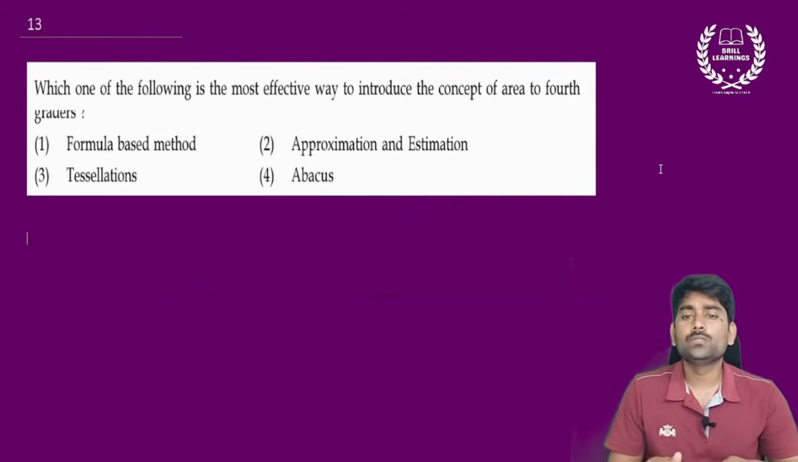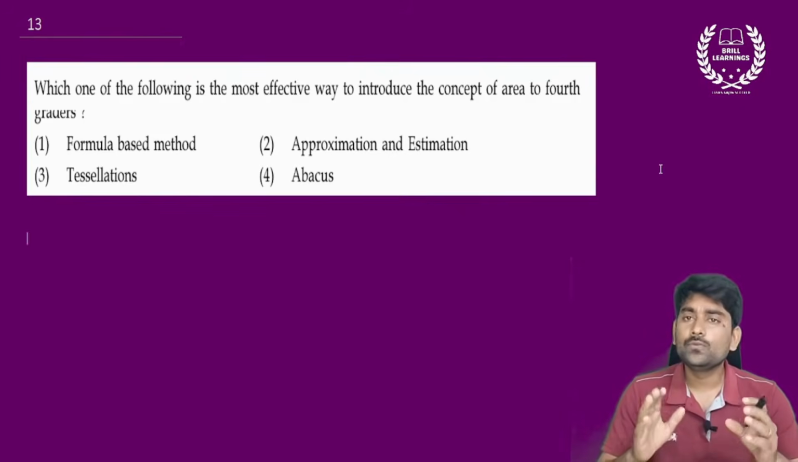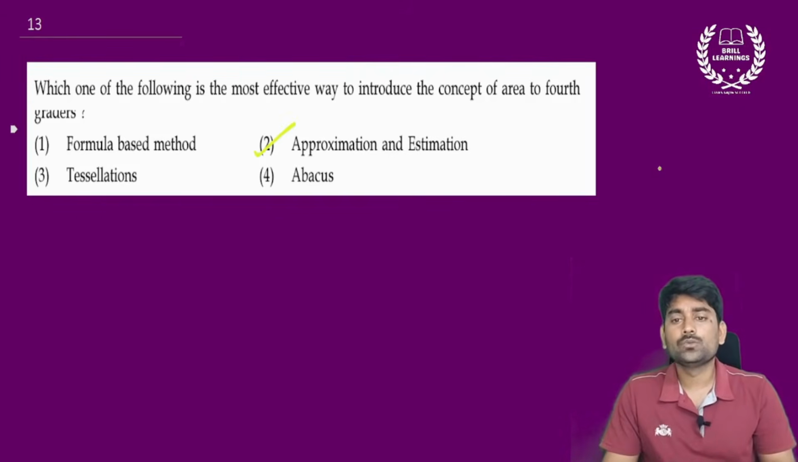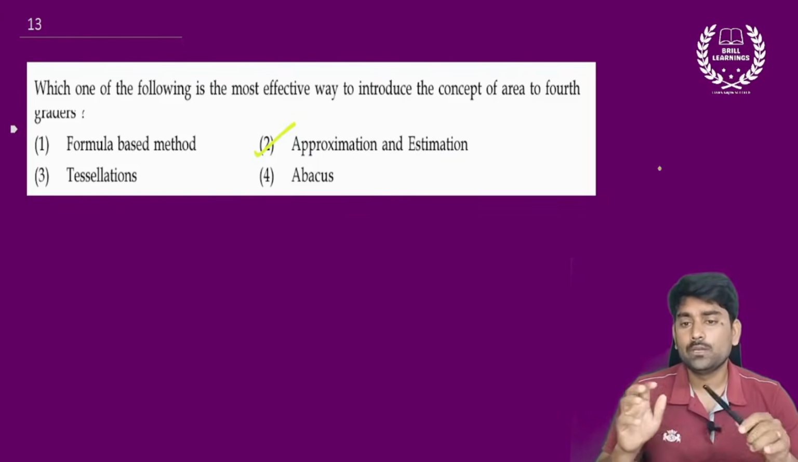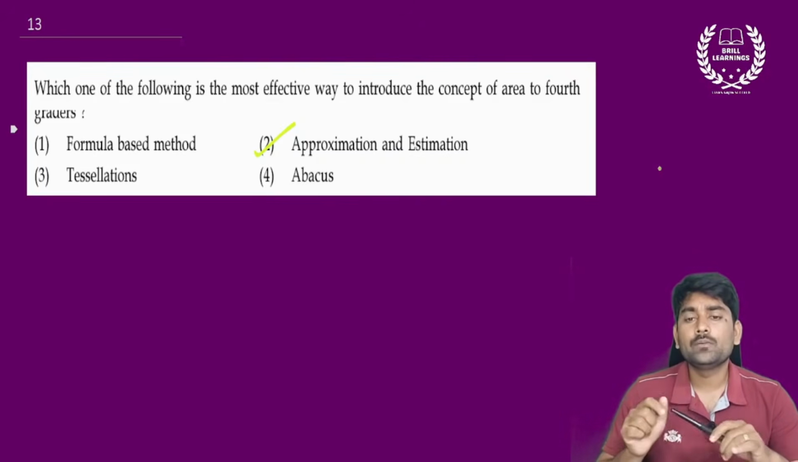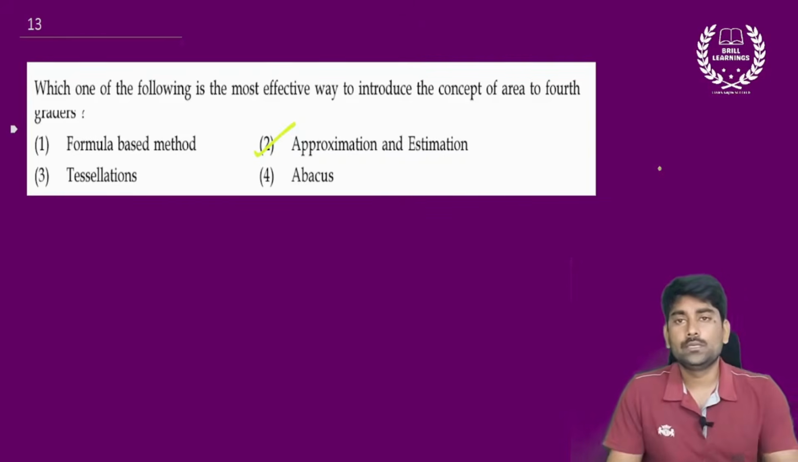Which of the following is the most effective way to introduce the concept of area to 4th graders? The most effective way to introduce the concept of area to 4th grade students is approximation and estimation. Second one is the best suitable. The remaining three options are also related to calculating the area only, but while introducing the concept of area to 4th grade students, approximation and estimation will bring forth an intuitive understanding of area. So that is why the second one is the right answer here.